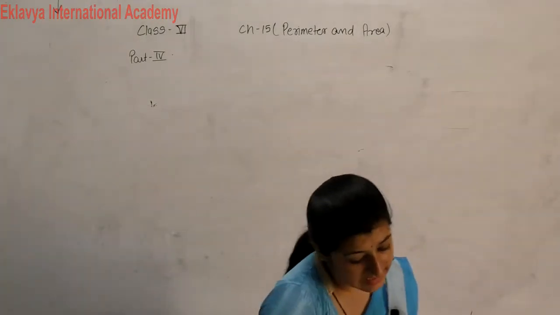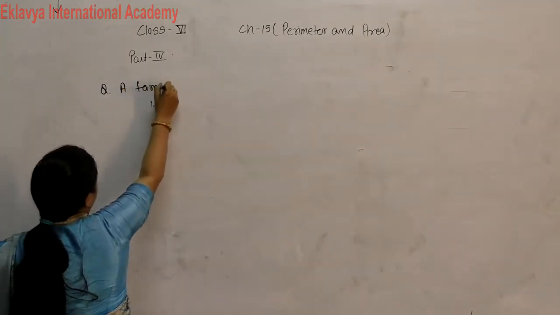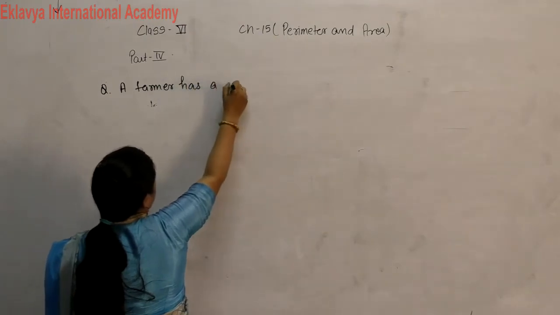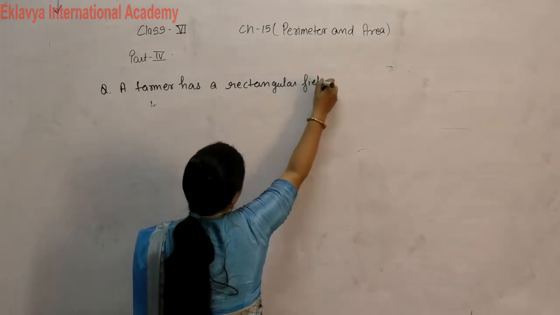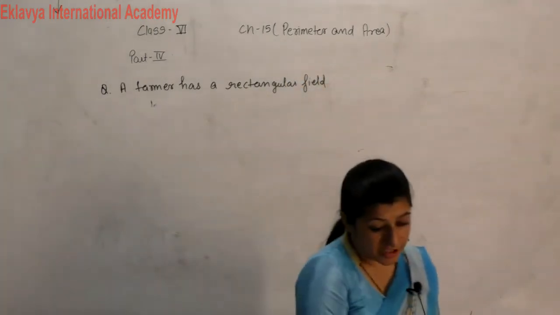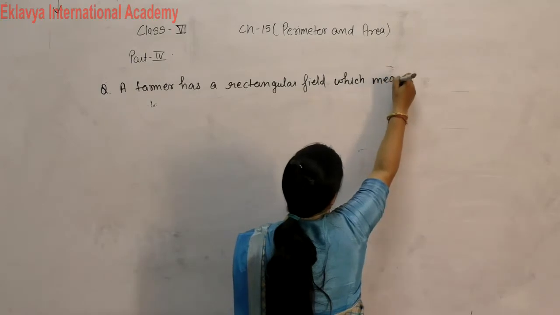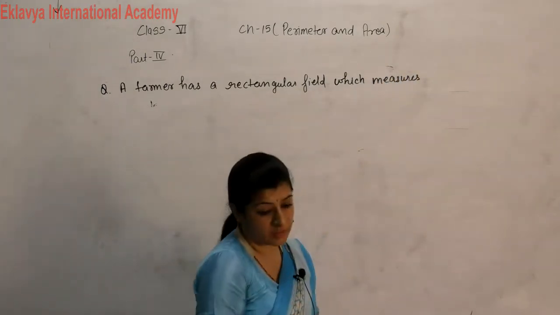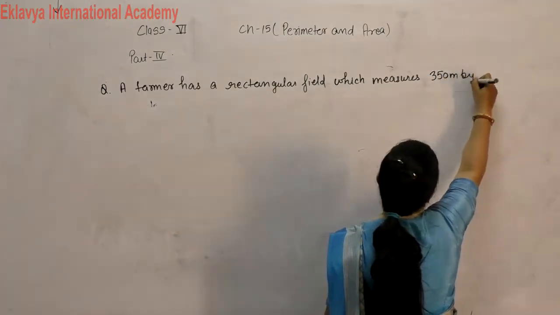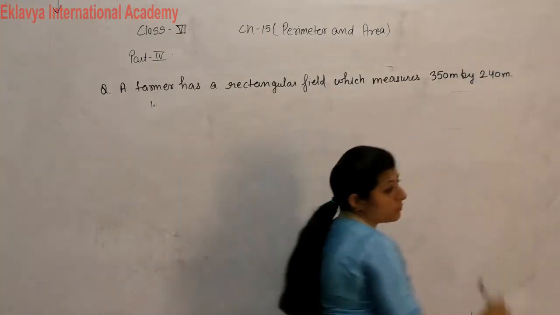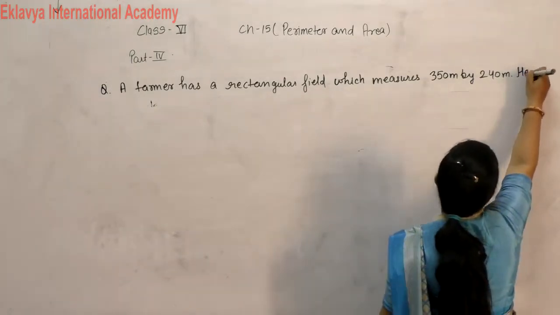A farmer has a rectangular field which measures 350 meter by 240 meter.